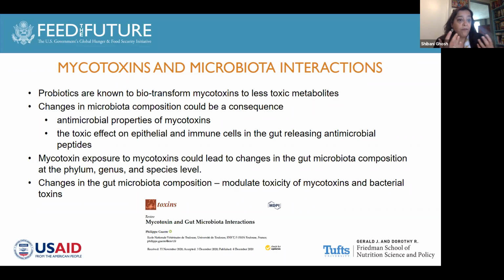So essentially the flip side of this is that if you have a very good microbiome, you might be able to negate the effects of mycotoxins, but that if you have excessive exposure to mycotoxins, it might change your microbiota composition. So that's essentially, in a nutshell, what needs to be explored and understood further within humans. And why is this important?